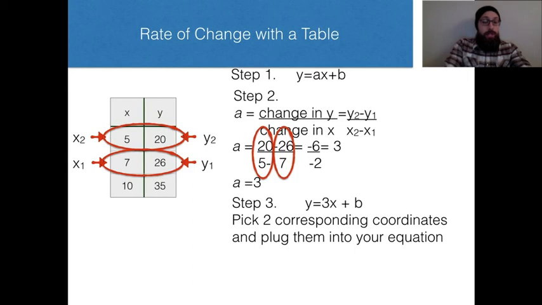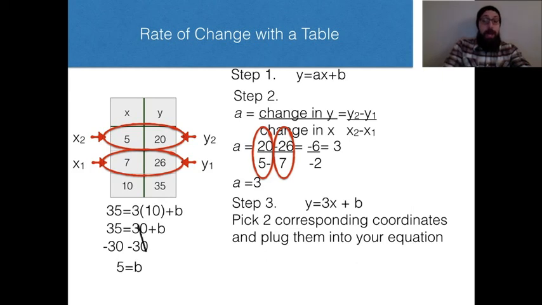So we plug those in. So now we have 35 is equal to 3 times 10 plus b. And now we just solve this algebraically. So 3 times 10 is 30. We now have 35 is equal to 30 plus b. We have to get rid of that 30 now. The way we do that is we subtract 30 on both sides. 30 minus 30 gives us 0. They cancel each other out, and we're left with b is equal to 5.